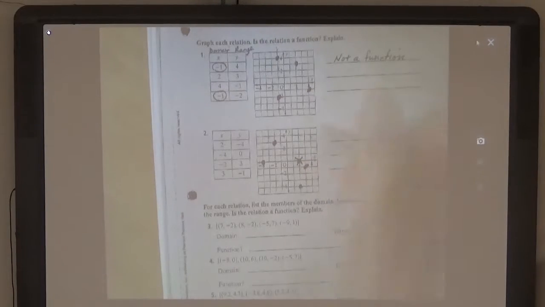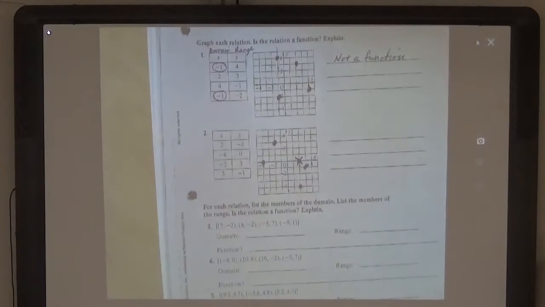Now, imagine that was not there, because I marked that one wrong. The second one is a function.